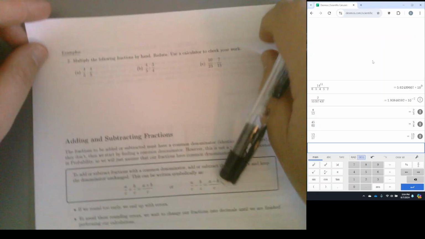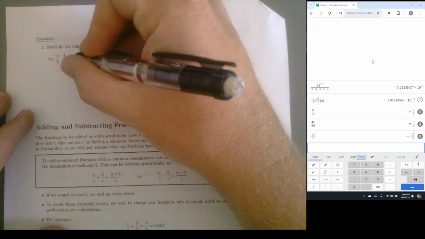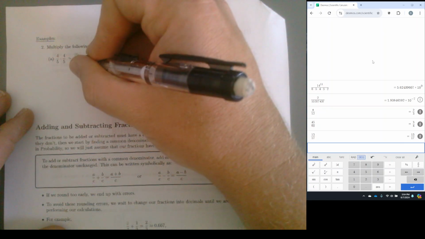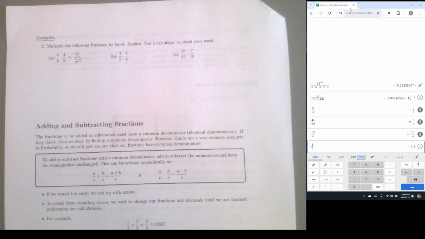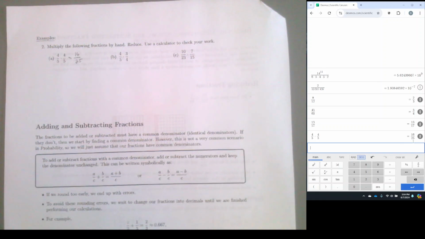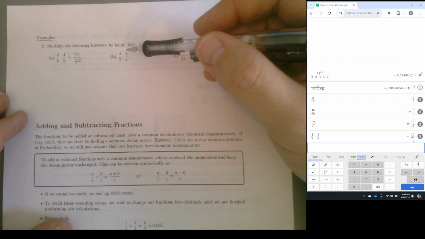If I had something like 4/5 times 4/5, if I wanted to do it by hand, I would just multiply straight across. 4 times 4 is 16, and 5 times 5 is 25, so this should be 16/25. If I do that in Desmos, I would do 4/5, arrow over, and then say times another 4/5, and it's giving me the answer as a decimal, but I can change it into a fraction. Sure enough, 16/25.